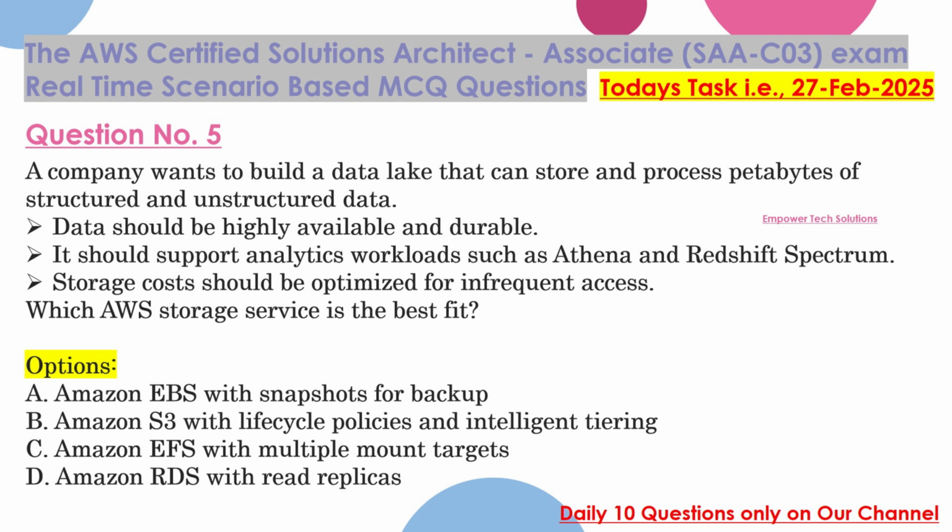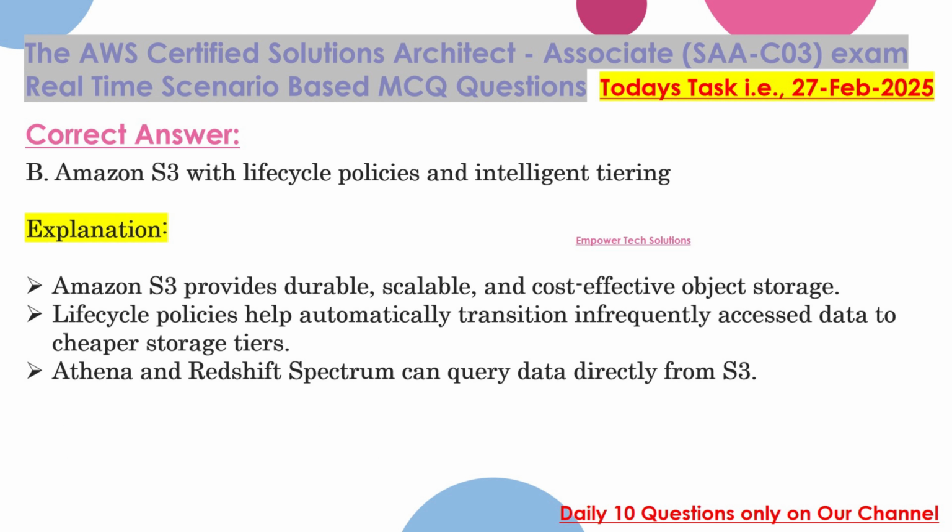Options: A. Amazon EBS with snapshots for backup. B. Amazon S3 with lifecycle policies and intelligent tiering. C. Amazon EFS with multiple mount targets. D. Amazon RDS with read replicas. Correct answer: B. Amazon S3 with lifecycle policies and intelligent tiering.